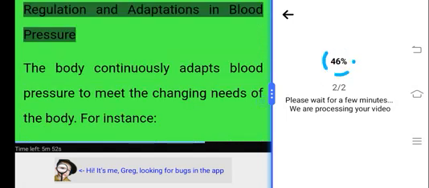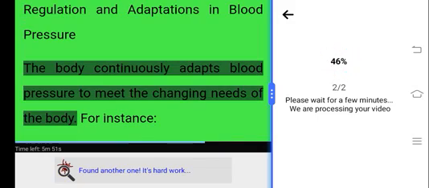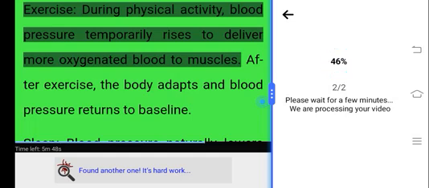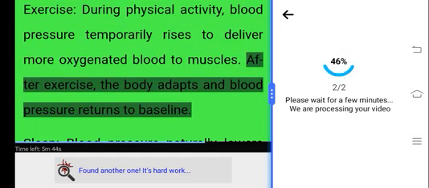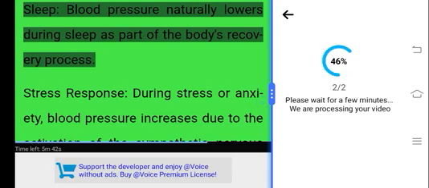Regulation and adaptations in blood pressure. The body continuously adapts blood pressure to meet the changing needs of the body. For instance, exercise. During physical activity, blood pressure temporarily rises to deliver more oxygenated blood to muscles. After exercise, the body adapts and blood pressure returns to baseline. Sleep. Blood pressure naturally lowers during sleep as part of the body's recovery process.